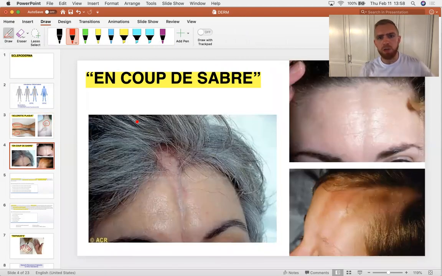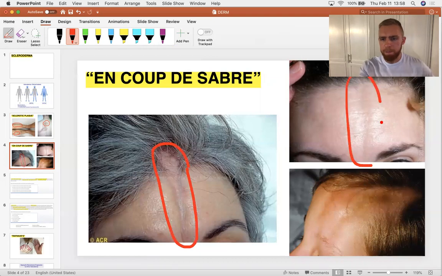Here's something called en coup de sabre. Essentially means a sword slice. And that's kind of what it looks like. If you were to take a sword to the face, you might come away with some sort of linear scar. As you see here, this is linear morphea.